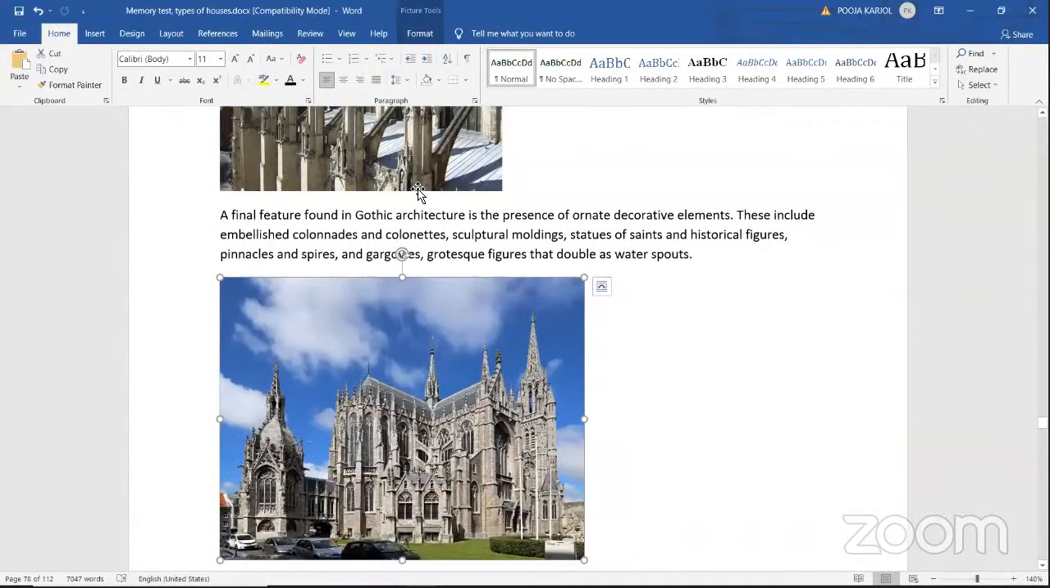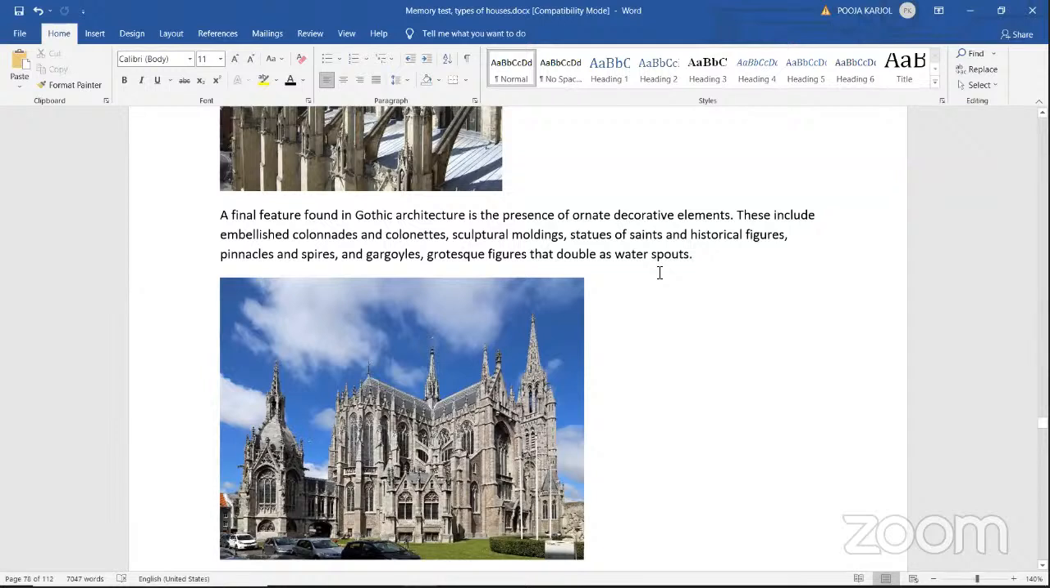A final feature found in Gothic architecture is the presence of ornate decorative elements. These include embellished colonnades and colonnettes, sculptural moldings, statues of saints and historical figures, pinnacles and spires, gargoyles, grotesque figures that double as waterspouts.